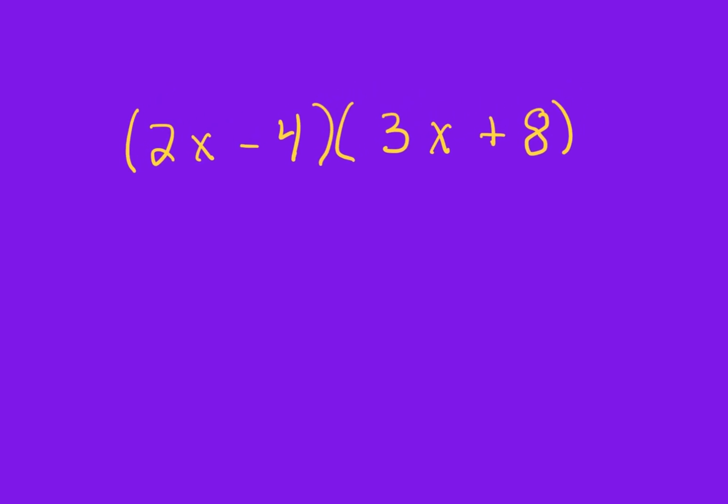Okay. Let's go with 2x minus 4 times 3x plus 8. Again, we've got these 2 binomials. We're going to go ahead and combine them using the distributive property. So first means we're going to take 2x times 3x. What do I multiply next? What are my outsides? What are my outside terms?